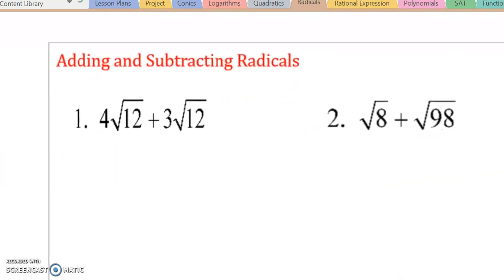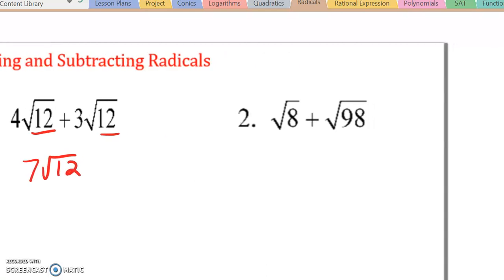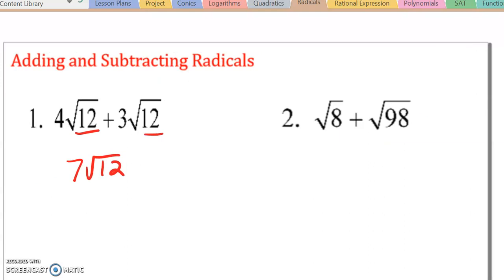If I have radical 12 and radical 12, then I can say this is 7 radical 12. But I cannot put radical 8 and radical 98 and say that's radical 106. You cannot do that. So as long as you keep that mentality, that's all we have to do with radicals. The only problem is radicals break down, and if they break down to be the same thing, then we must put them together.